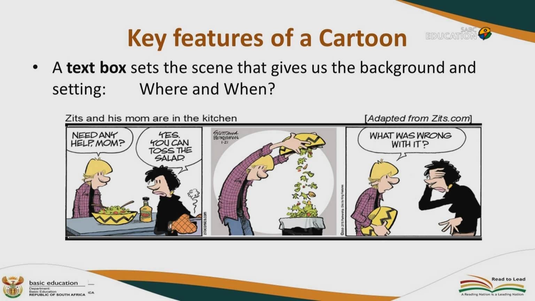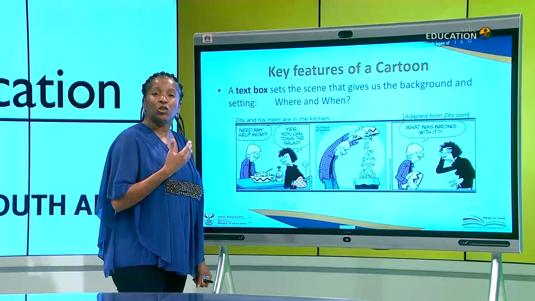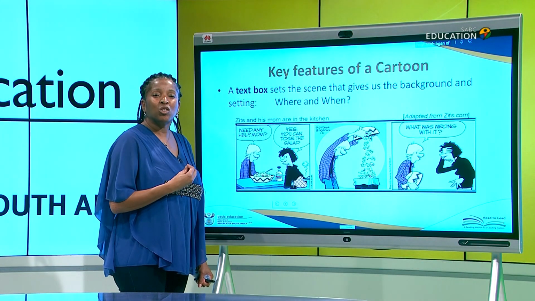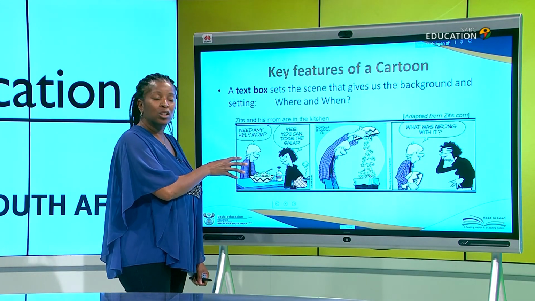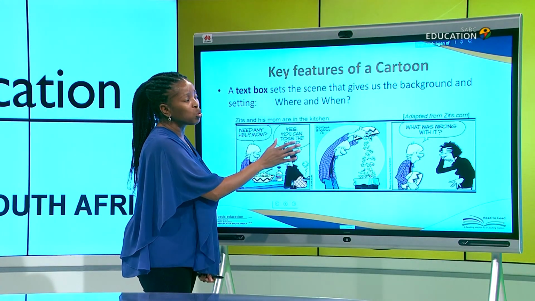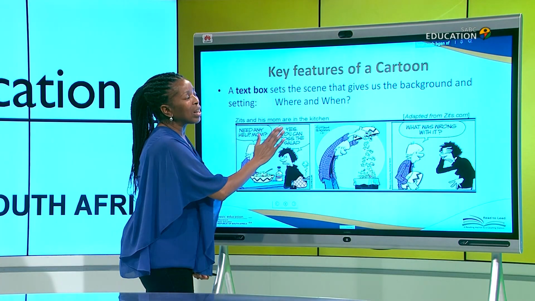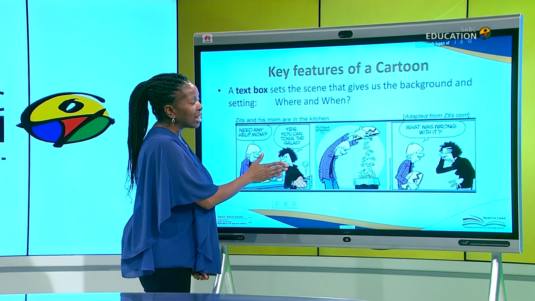Some examiners like to write what is happening in the cartoon in case you are not familiar with the cartoon. This is a cartoon strip on a character called Zitz. And Zitz is with his mother in the kitchen. Now, this is just a text box. You don't only use that as a way to understand the background and the setting. You need to go deeper into the cartoon strip itself to understand where is this setting, when is it.